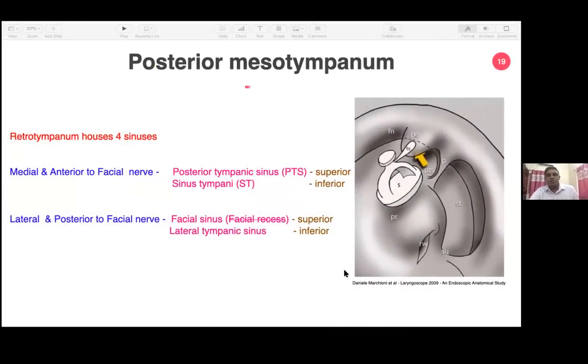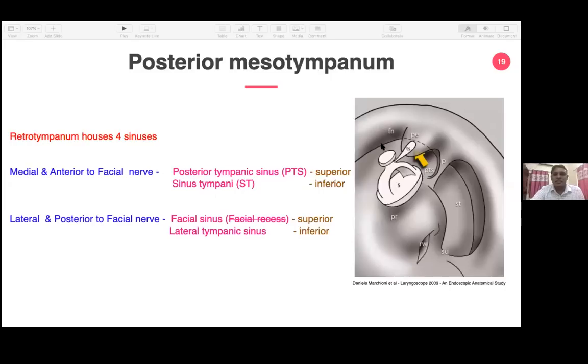Now, a short note about something called the retrotympanum. The posterior-most portion of the middle ear is called the retrotympanum. Retro means posterior, tympanum means middle ear. It has four spaces. We know only one thing, that's the facial nerve here, which is just posterior to the pyramidal eminence. Anything lateral to the facial nerve is the facial recess. Anything medial to the facial nerve is the sinus tympani. But it is not only the sinus tympani and the facial recess. There are two more structures, so there are totally four structures.